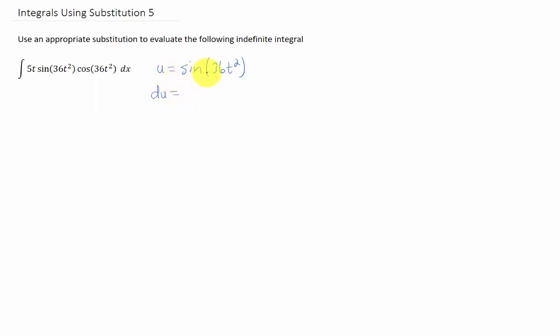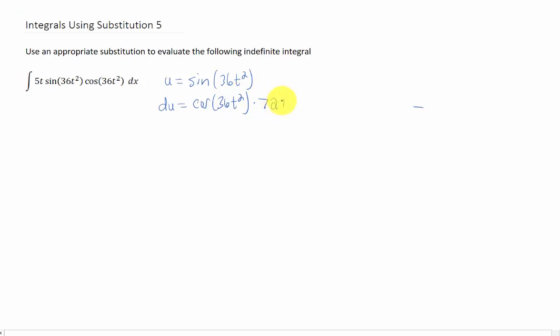Taking a derivative of sine of 36t squared gives you the cosine of 36t squared, but you can't forget the chain rule, which says we have to multiply by the derivative of what was inside this cosine function, which is 72t. Now you'll notice right away that this piece of the du is right here, and we also have a t which appears right here in the integral. So it might make sense to look at the problem this way.